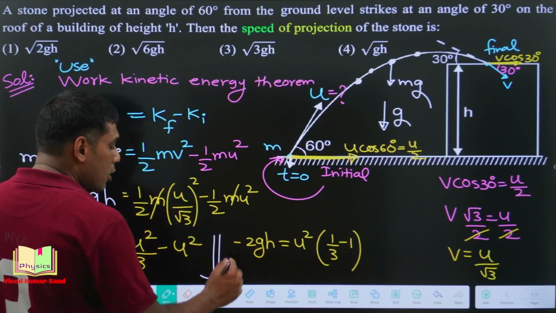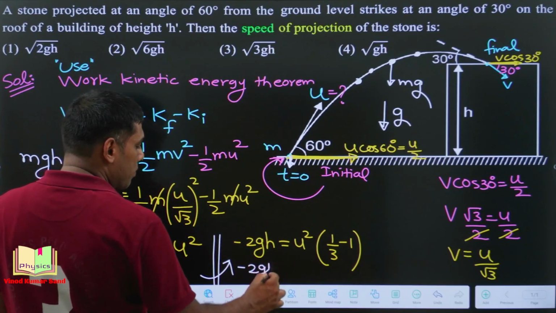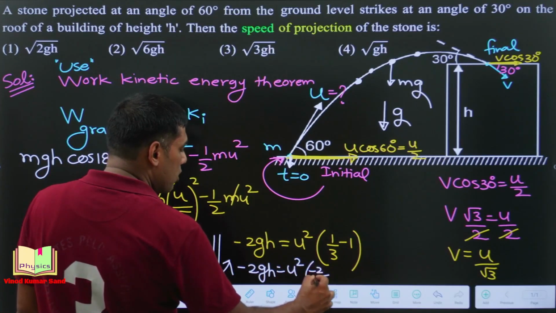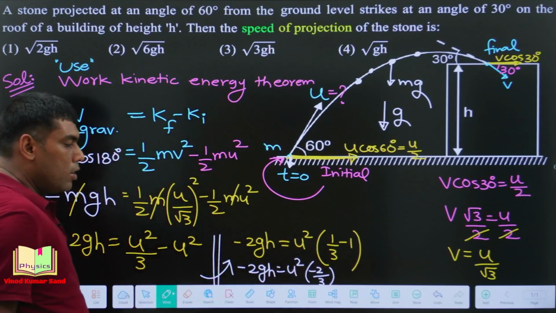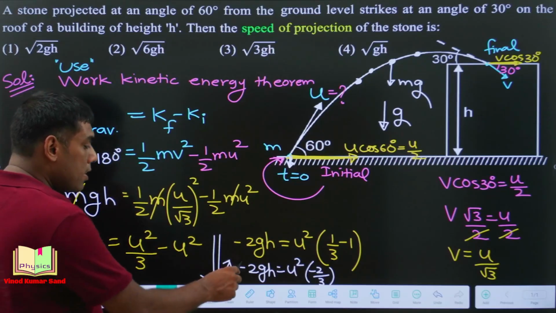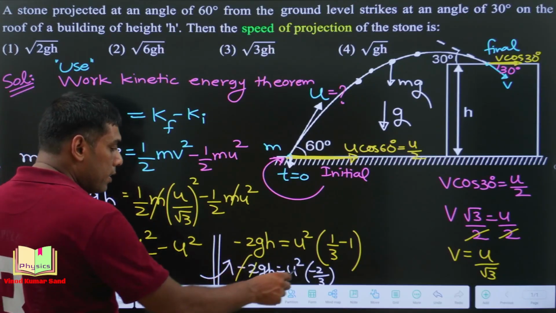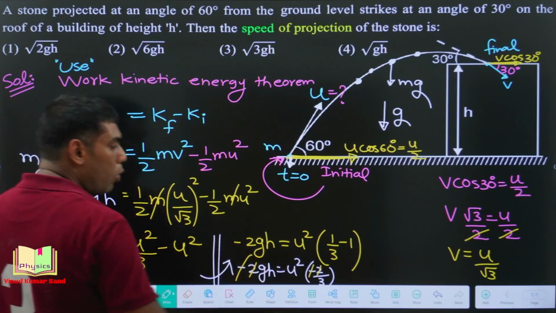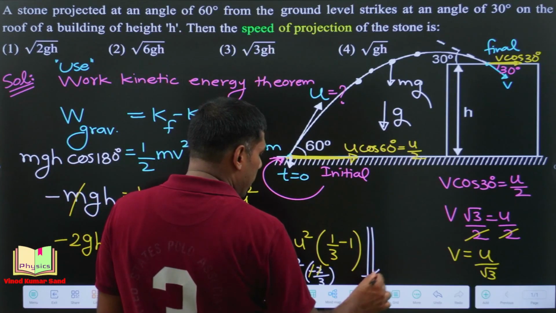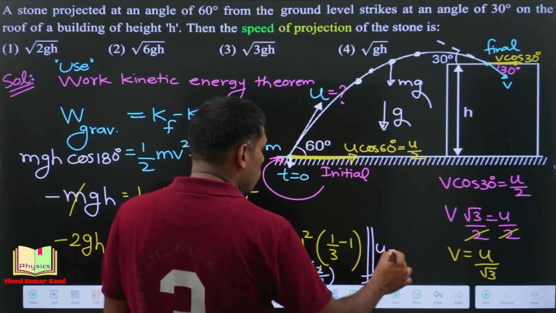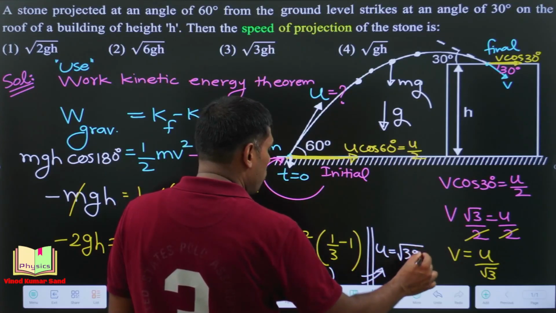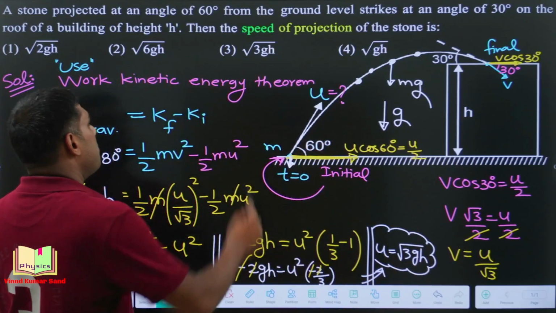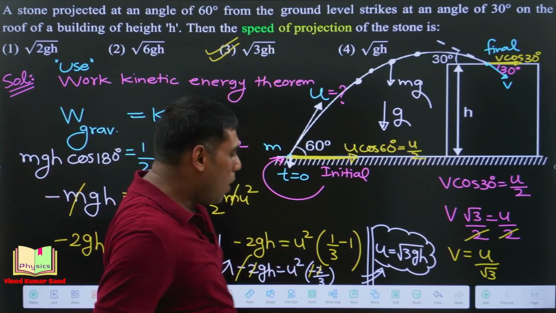1 by 3 minus 1 can be written as what? Is it minus 2 by 3? Do you agree with this? This minus 2 and this minus 2 are getting cancelled out. The 3 goes there. Then we have the final data for u. u should be root 3gh. So it matches with the third option.